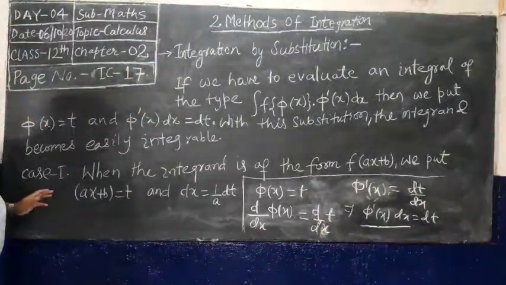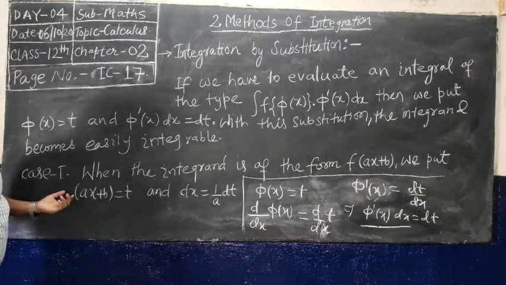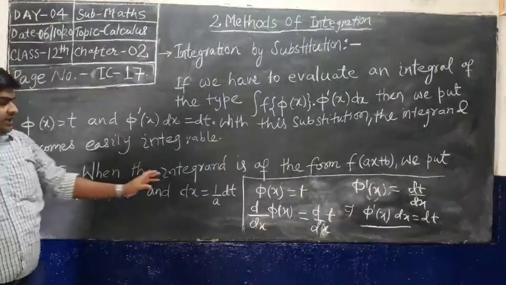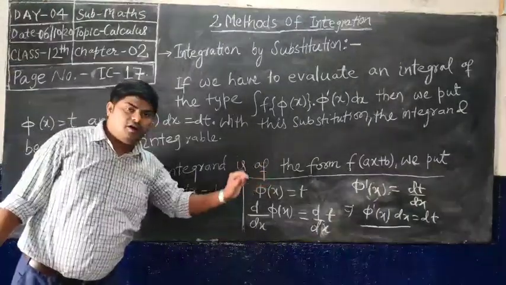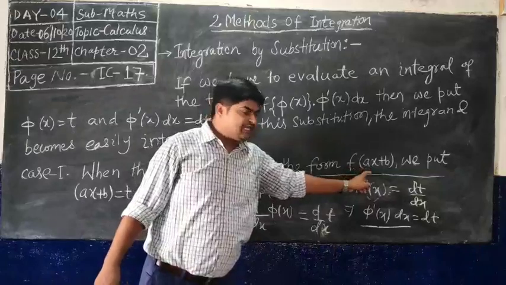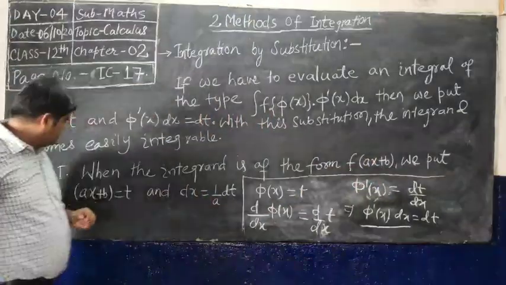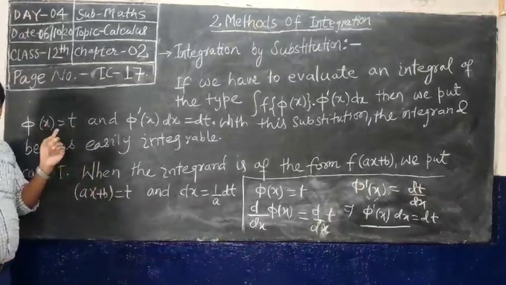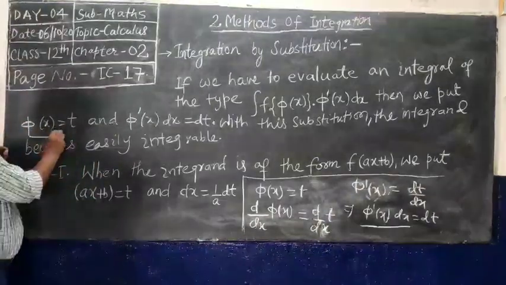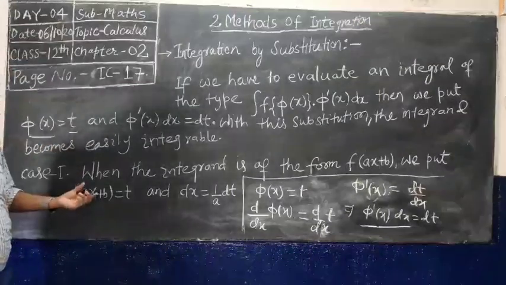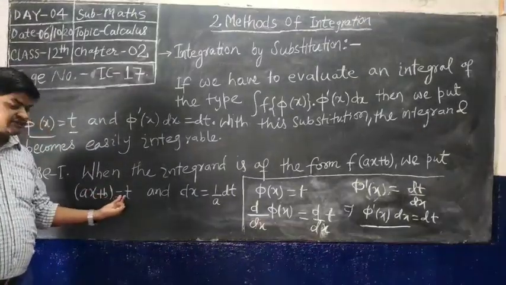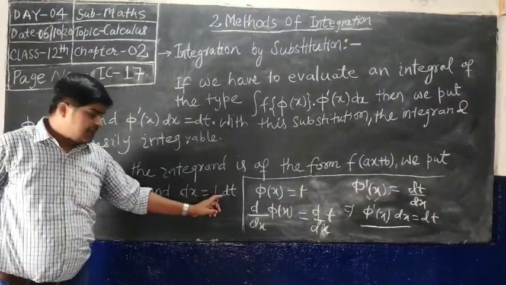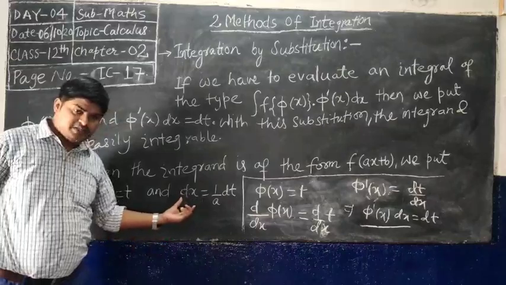There are certain cases you have to solve. So let us see case number 1. When the integrand is of the form f of ax plus b, then we put ax plus b equal to t. I have told you that first of all you suppose the function is equal to t, and the function here is ax plus b equal to t. Now it becomes dx equal to 1 by a dt. How is it possible? Let us see.